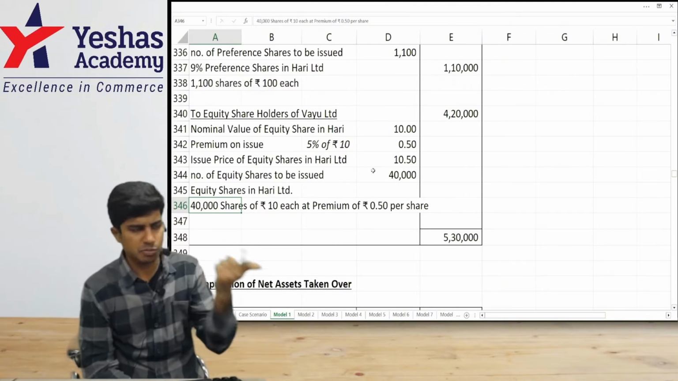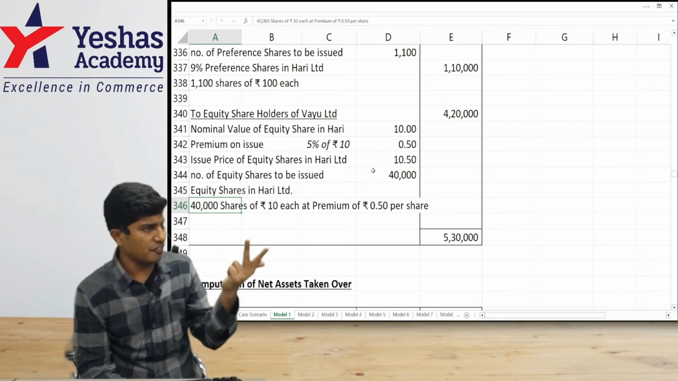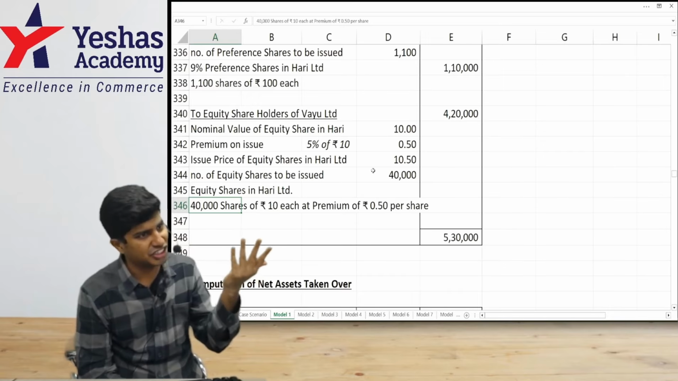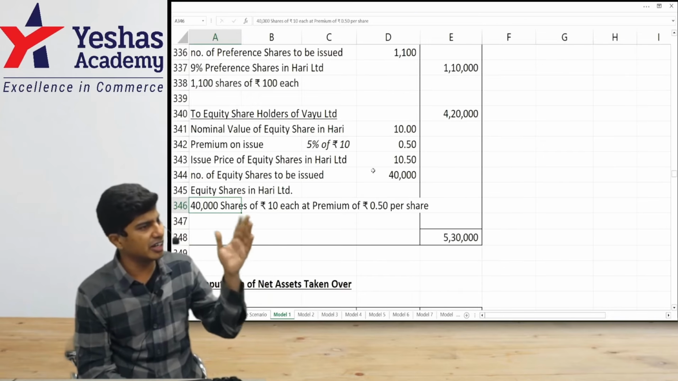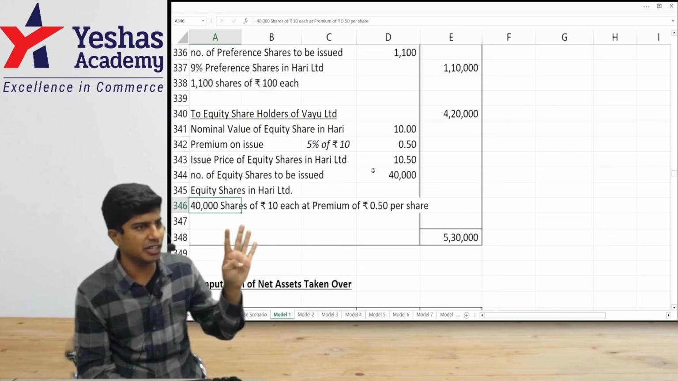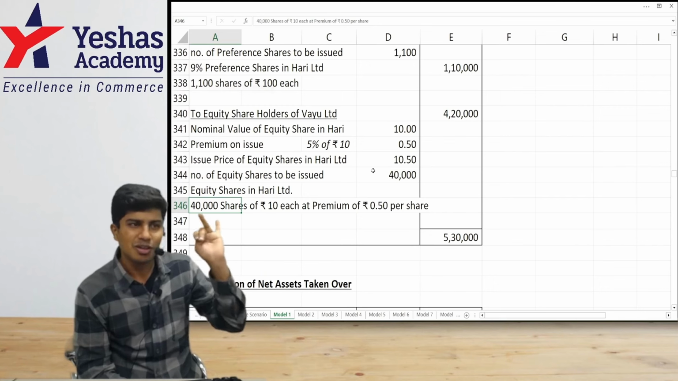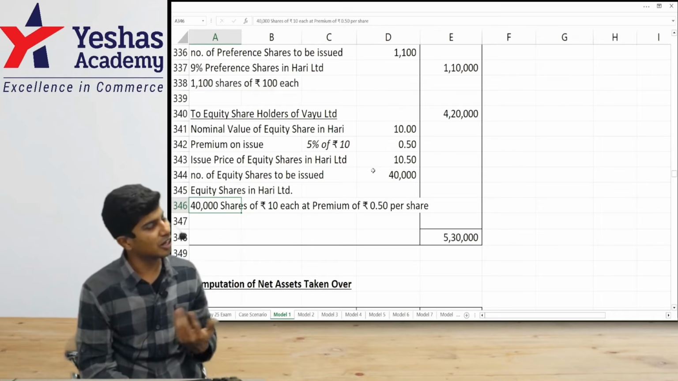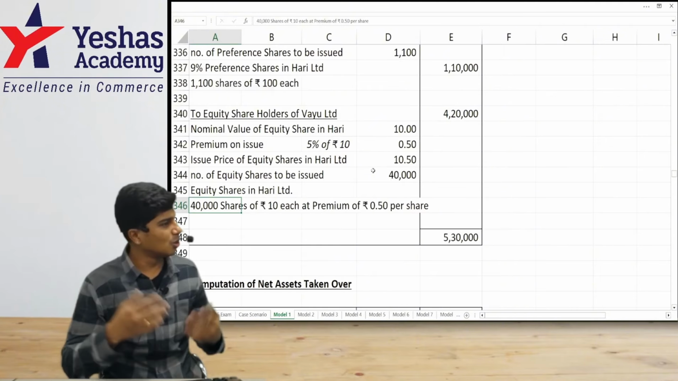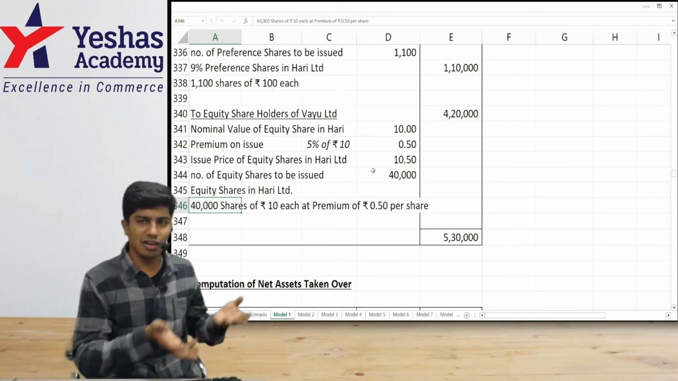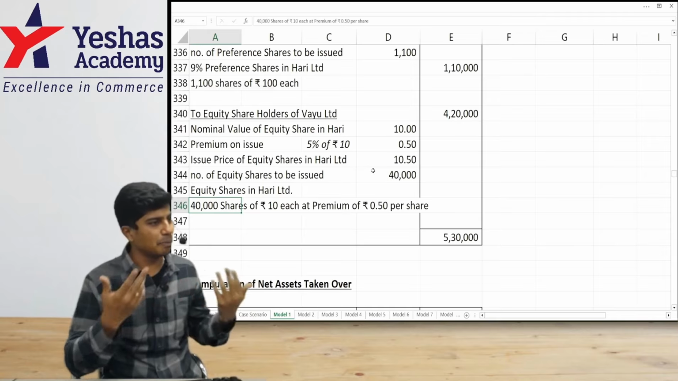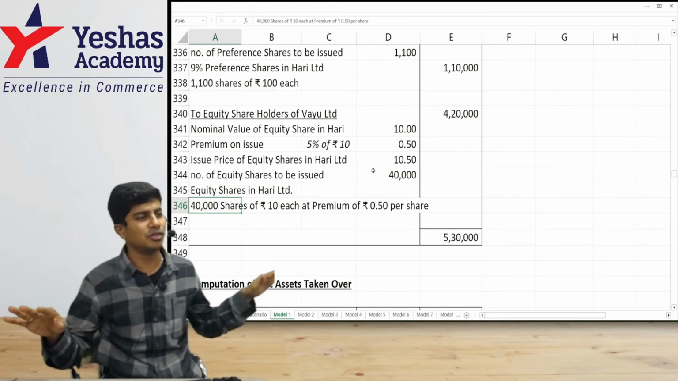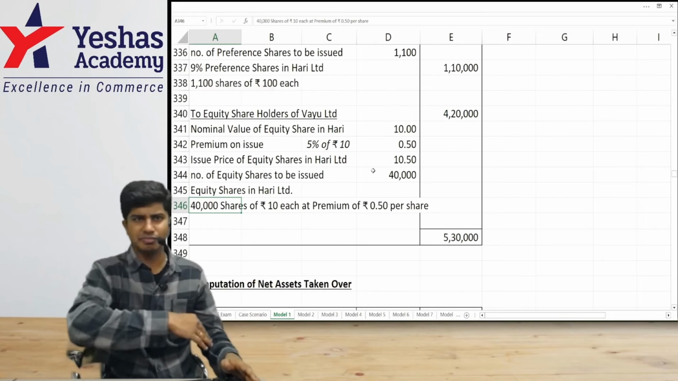Debentures, realization expenses, unrealized profit, mutual indebtedness, statutory reserve. Unfortunately, debentures is not there in the adjustments here. Realization expense is not there. Unrealized profit is not there. Mutual indebtedness is not there. Statutory reserve is also not there. So there's no TRUMS. You receive the box, record the assets and liabilities, pay them the purchase consideration, and over to the balance sheet.